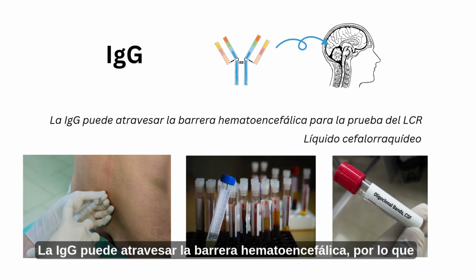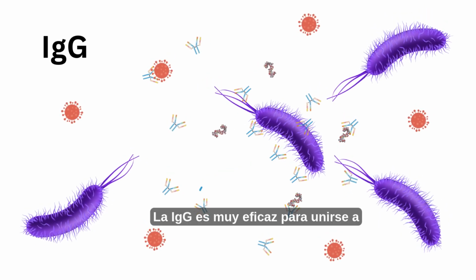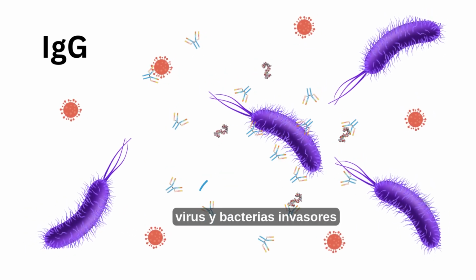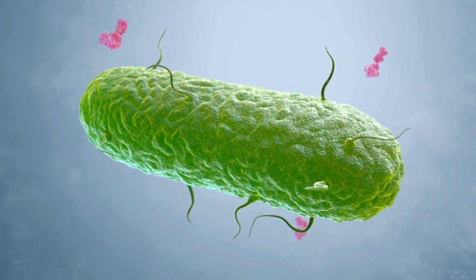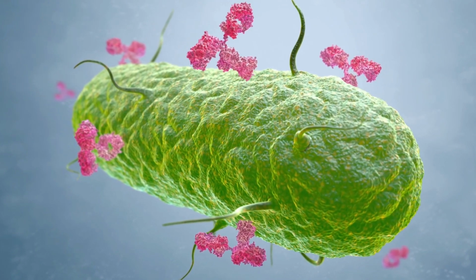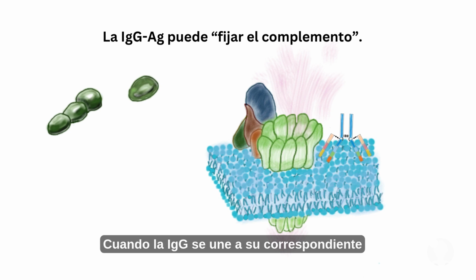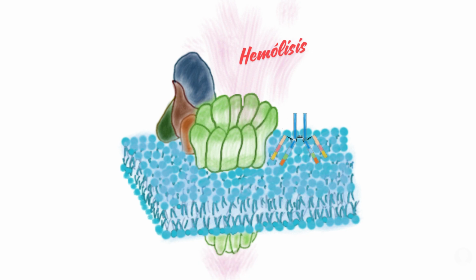IgG can cross the blood-brain barrier, so it's found in CSF. IgG is very effective in binding to specific foreign antigens and invading viruses and bacteria and neutralizing bacterial toxins. When IgG binds to its corresponding cognate antigen, it forms an immune complex which can fix complement. Activated complement proteins form a complement cascade that forms a membrane attack unit that effects hemolysis.